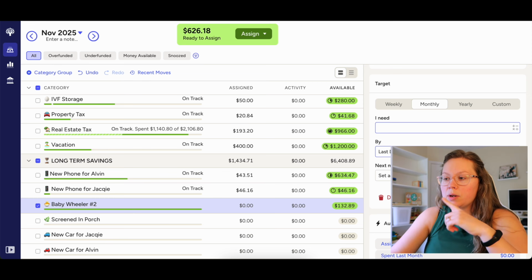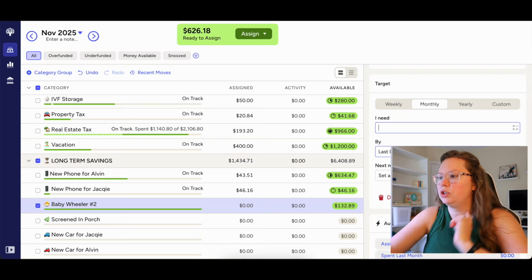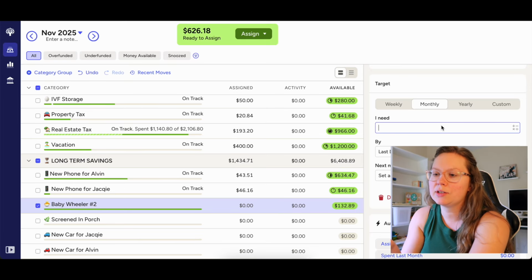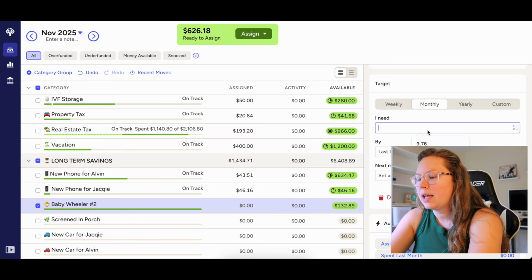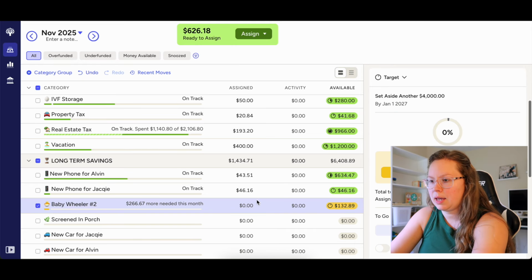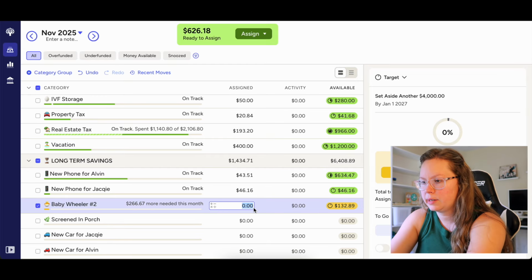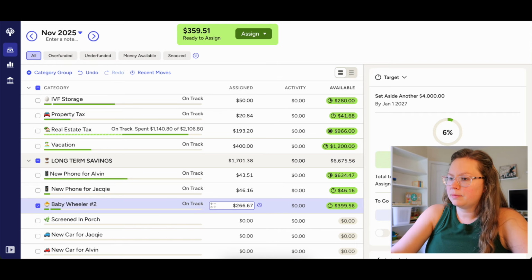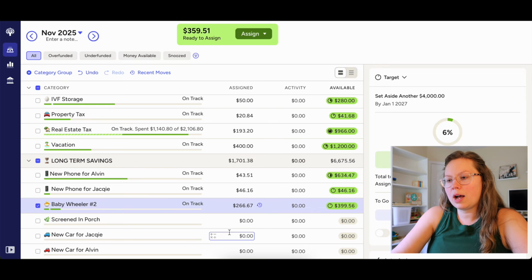Now the other thing is, we did start an HSA, I think it was. So we are putting a little bit of money in there as well each month. So we technically have been saving, it's just not here in YNAB. I'm going to say that we need $3,000. That means that we need to do $266.67 for this month.